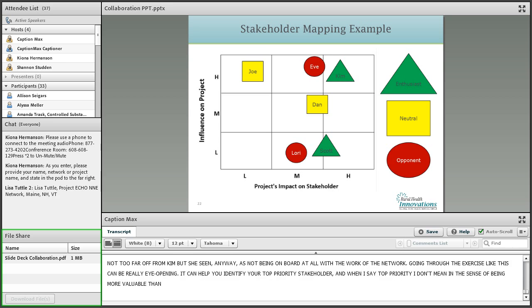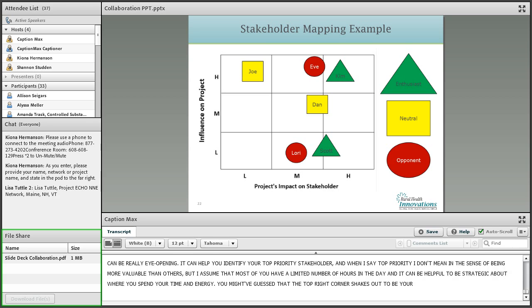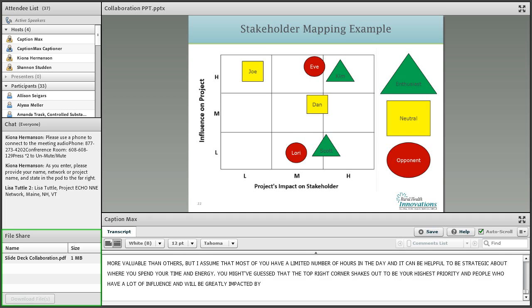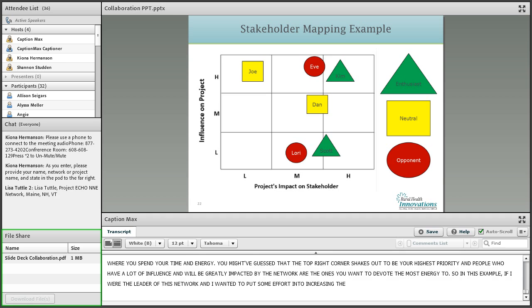So the process works like this. You identify each of your stakeholders and determine whether they have a low, medium, or high influence on the project, so that's your vertical axis, and whether the project will have a low, medium, or high impact on them, so that's the horizontal axis. And then you actually plot each stakeholder on the map using a shape that corresponds with your estimate, anyway, of their attitude toward the work of the network. Are they an enthusiast? Are they kind of neutral? Are they an opponent?